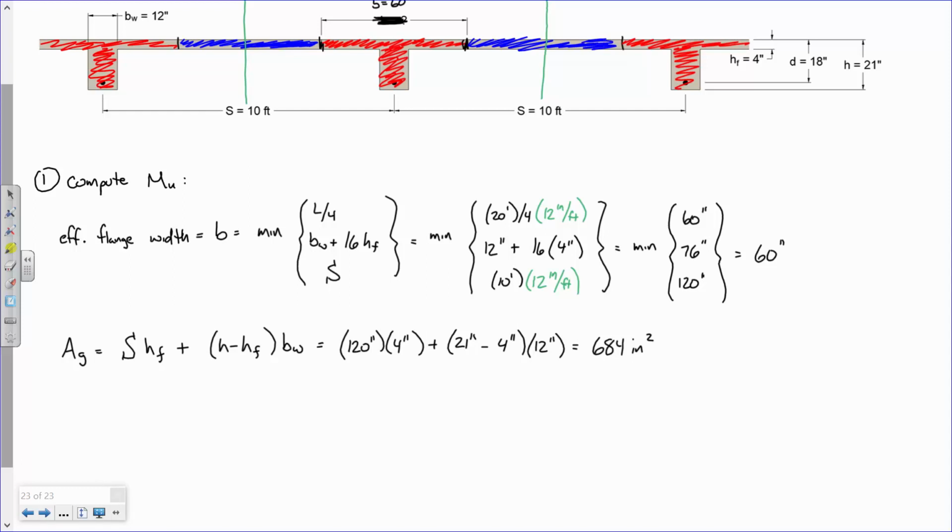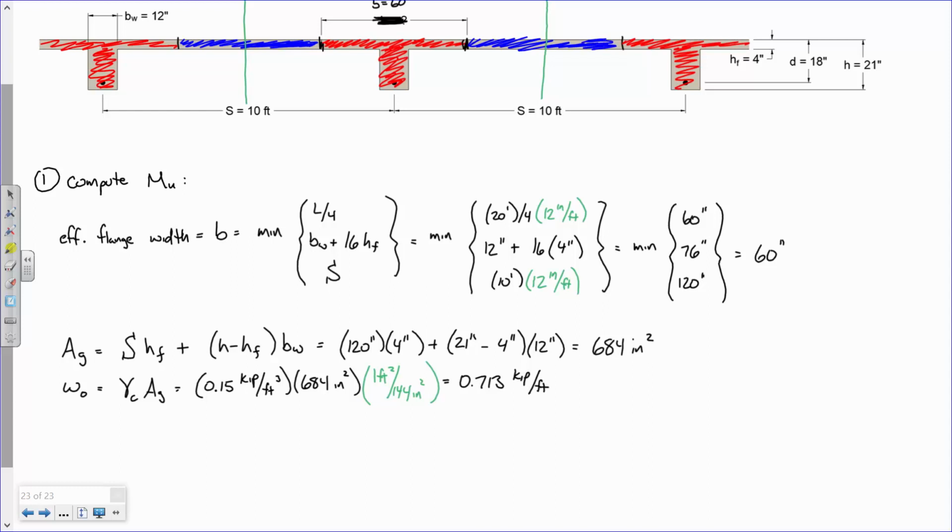All right? So the self-weight is that, right? So 0.15 kips per cubic foot times 684 inches squared times what? Or what do I got to do to this? Yeah, 1 foot squared. All right, and that equals what? 0.7125.